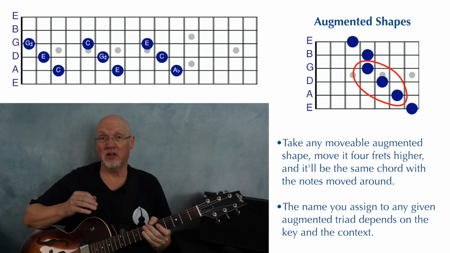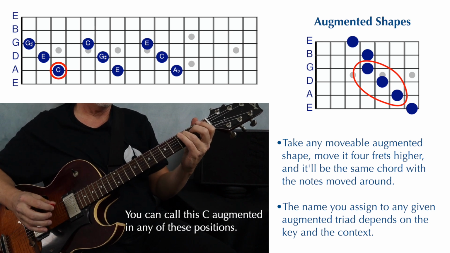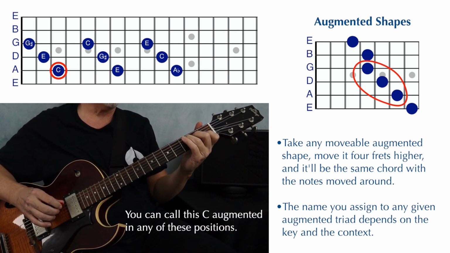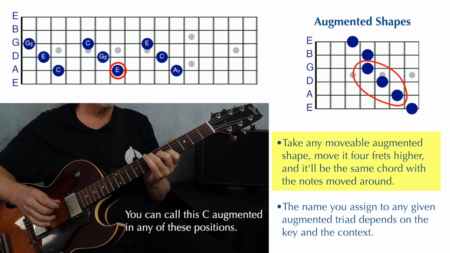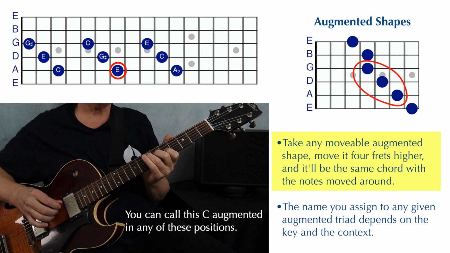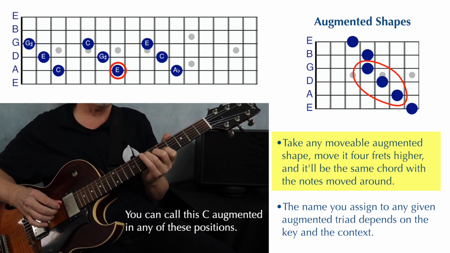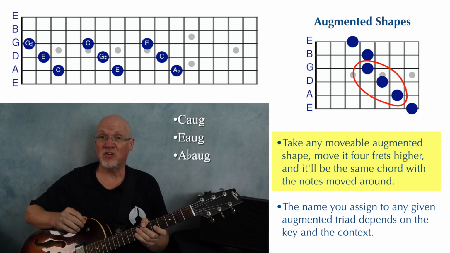So let's say we're starting our lowest note on the 5th string. If you consider this note on the 5th string to be your root note, you could call it a C augmented. If you move it 4 frets higher, it contains the same notes, they're just in a different order. So you could still think of this as a C augmented, same if you move it another 4 frets higher. And remember, this is really 3 chords in one.